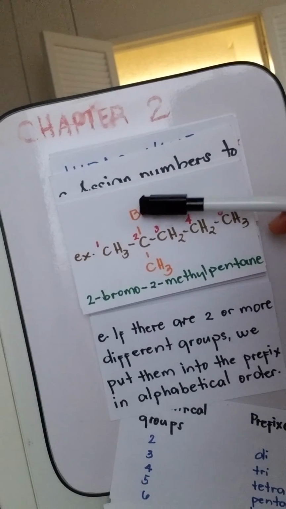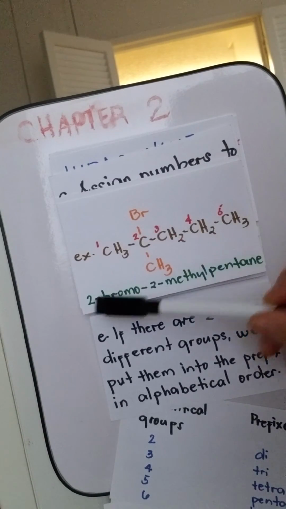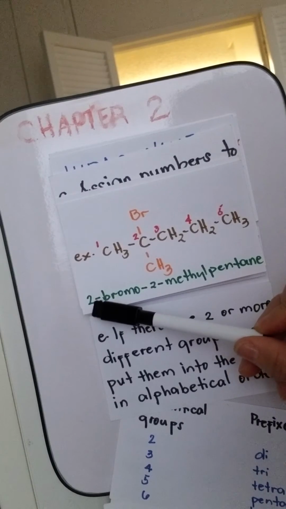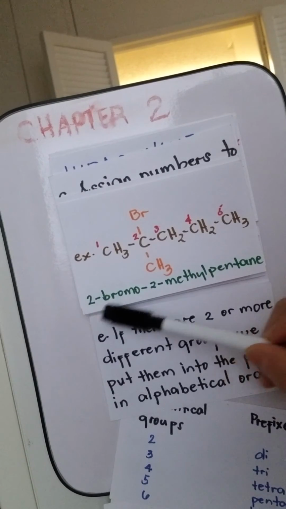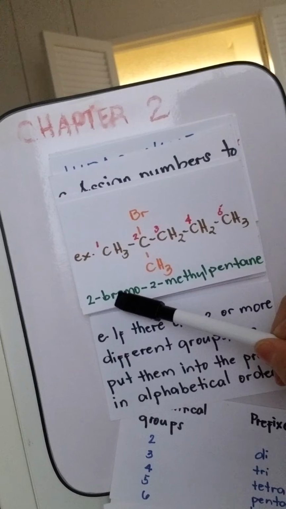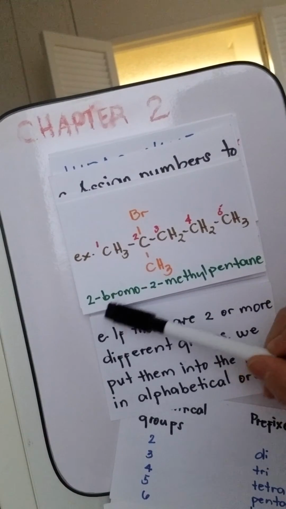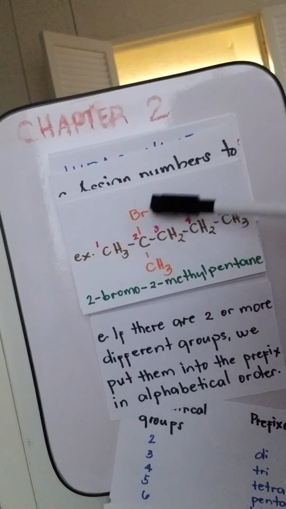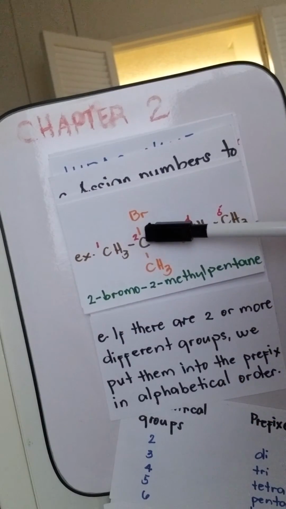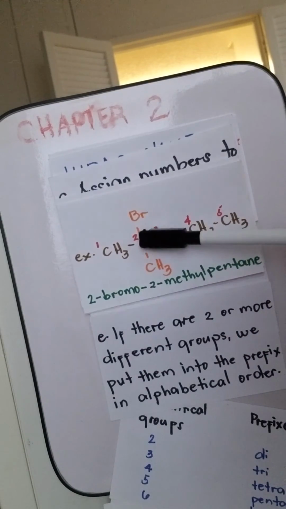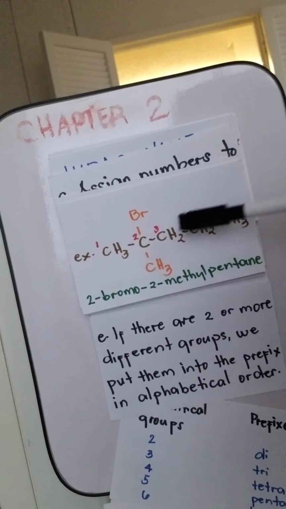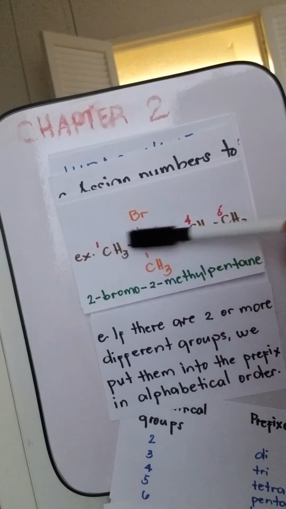Okay, so your bromo is attached to the second carbon atom. That's why you have this 2 dash. We write a dash if we name the structure in between a number and a name. But if you are naming in between 2 numbers, you use a comma, right? In this case we use a dash. 2 dash bromo, meaning your bromine is attached to the second carbon atom. 2-bromo, and then dash 2-methyl for this group, and then the name of our mother chain, the main structure.